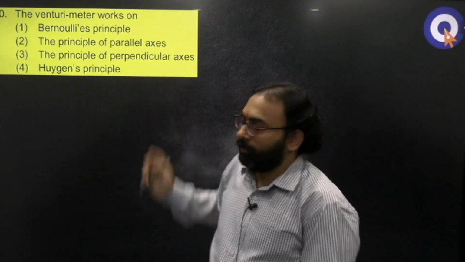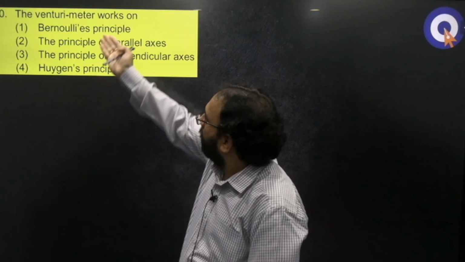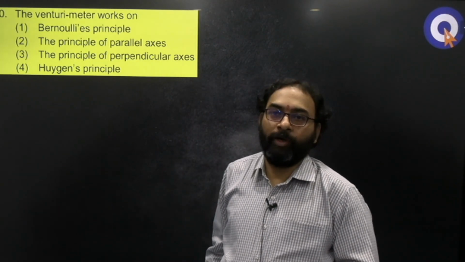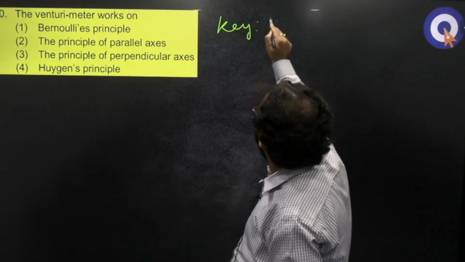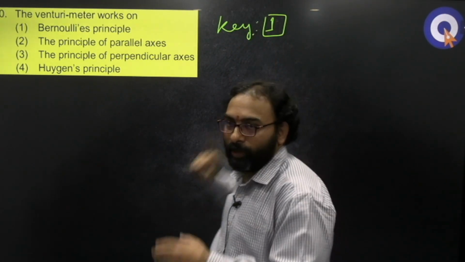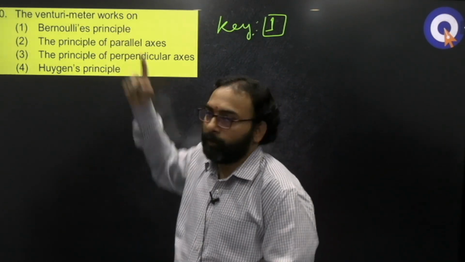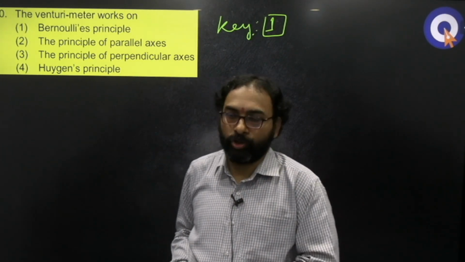See this question, absolutely no need of any thought, easily anybody can attempt. Venturi meter works on which principle? Everybody knows Venturi meter comes in a topic called fluid mechanics or motion of fluids. So obviously Bernoulli's principle is the answer. No need to think, no need to calculate, no need to analyze, straight away Bernoulli's principle is the answer. Venturimeter works basing upon Bernoulli's principle, which comes under fluid motion.